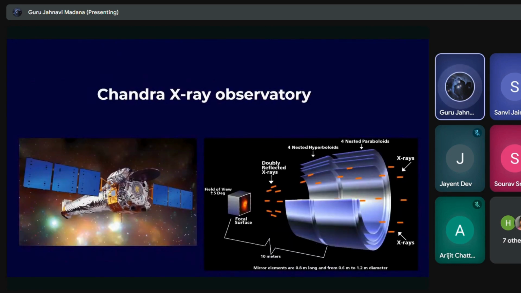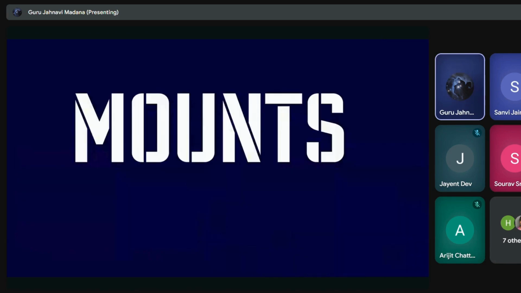NASA's Chandra X-ray Observatory uses this design, and it lets us see black holes, supernova remnants, and pulsars. It's like building a mirror maze for X-rays. You can see here 4 nested hyperboloids and 4 nested paraboloids in the cross section. These basically form a kind of ellipsoid type of structure, which makes the grazing incidence possible.